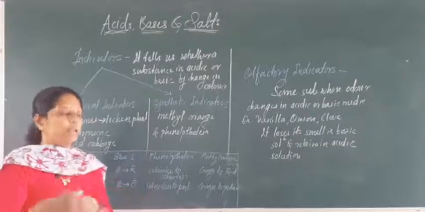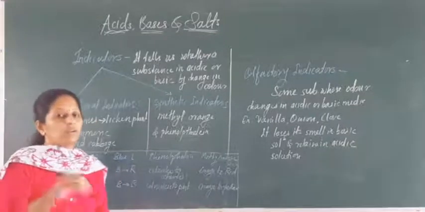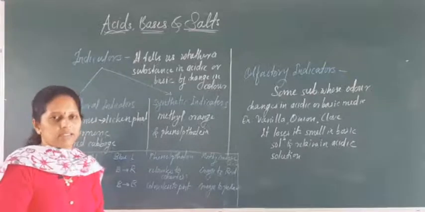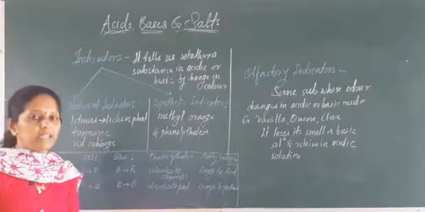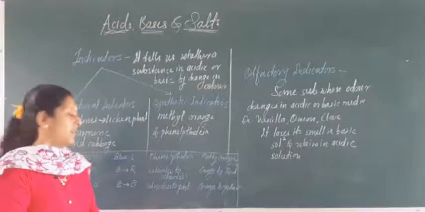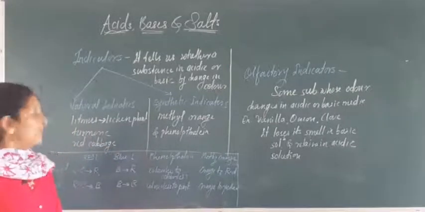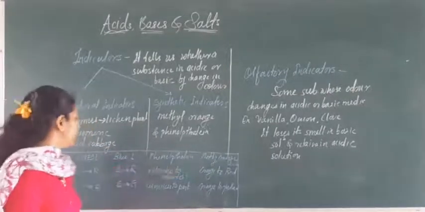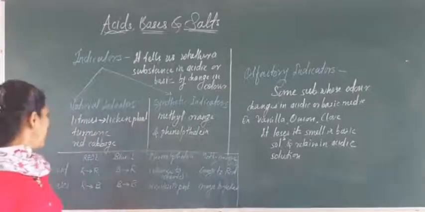You should learn all the formulas properly, because in this lesson you are going to learn some chemical reactions, and at that time writing the equations and balancing the equations are very important. So now we are going to see the indicators. When we use indicators, we observe what changes occur in acids and bases.